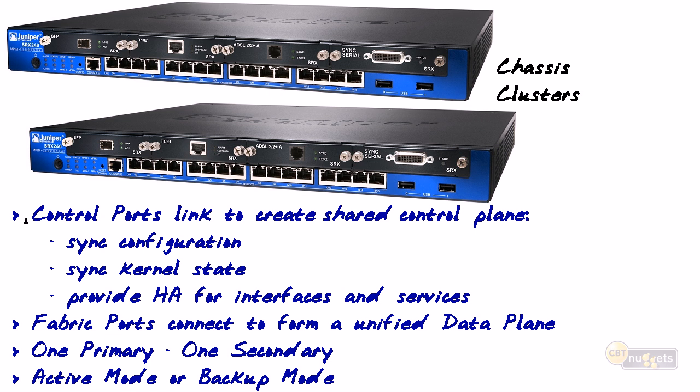You're going to have a control port between the two, in this case, two SRX 240s. Control ports that are going to link the control plane of these two devices. That control plane is a lot like what we call in Cisco a failover interface, okay? You're going to use it to sync up the configuration between the two devices. It'll also synchronize the kernel state between the two SRXs. It also provides high availability for interfaces and services between these two devices in the cluster. Then you'll have a fabric port on each SRX that connects to form a unified data plane.